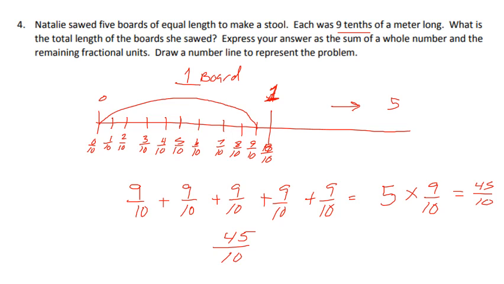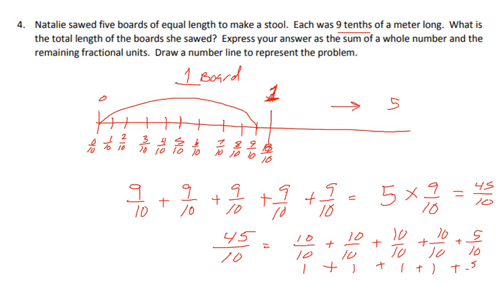So it works out. Now I know this 45 tenths would be 10 tenths plus 10 tenths plus 10 tenths plus 10 tenths plus 5 tenths. That'd be 1 plus 1 plus 1 plus 1 plus 5 tenths. So now we can see that'd be 1, 2, 3, 4, 4 and 5 tenths meters long. That's how long the total length would be.